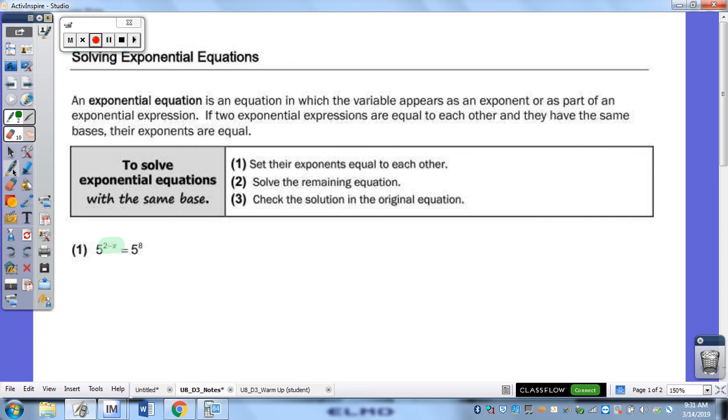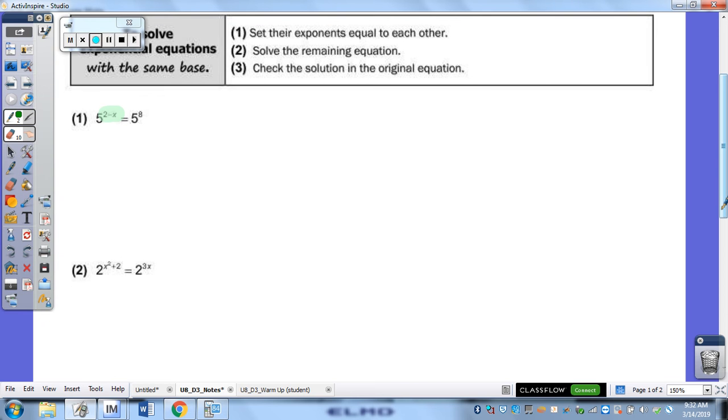So there's this rule we have that if you have the same base, and remember your base is whatever has an exponent attached to it, then your exponents are equal to each other. That's our rule. So if we look at number 1, we do have the same base here. We have a base of 5 on both sides of our equal sign. So our exponents are going to be equal to each other. So we write the new equation of the exponent from the left side is going to be equal to the exponent on the right side.